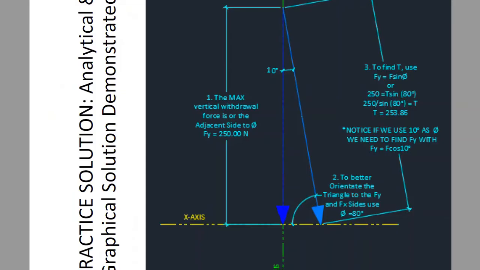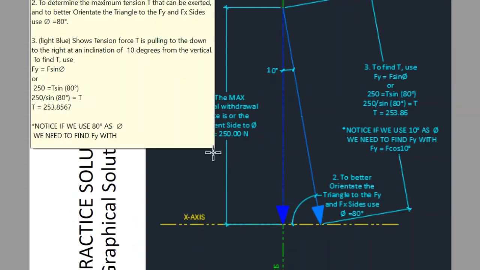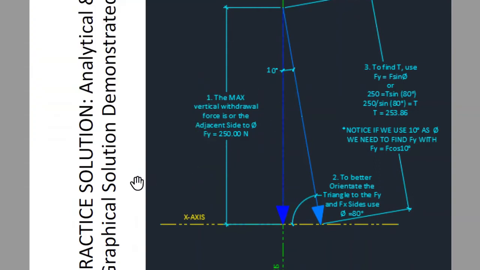250.8567. To start off, the max vertical withdrawal force, or the adjacent side to theta, is Fy equal to 250 newtons. And to better orient the triangle to the Fy and Fx sides, again, be sure to use theta equal to 80 degrees, not the 10 degrees up here.